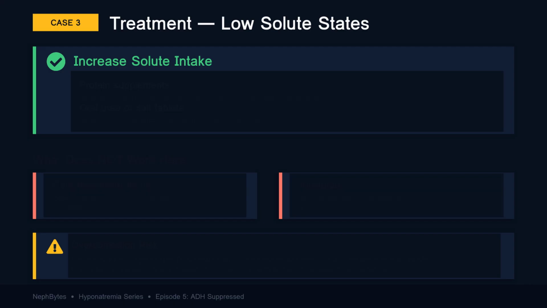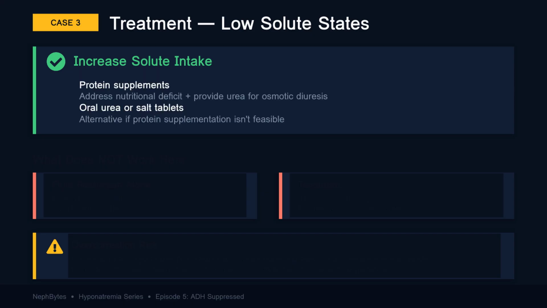The treatment is to increase solute intake. Protein supplements are the best option because they address the nutritional deficit while also providing urea, a solute that drives osmotic diuresis and increases water excretion capacity. Oral urea, or salt tablets, would also increase the solute load if protein supplementation isn't feasible.